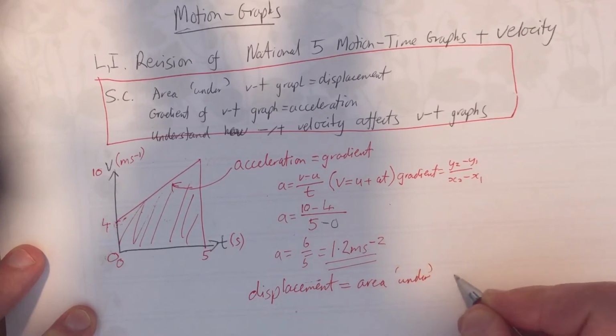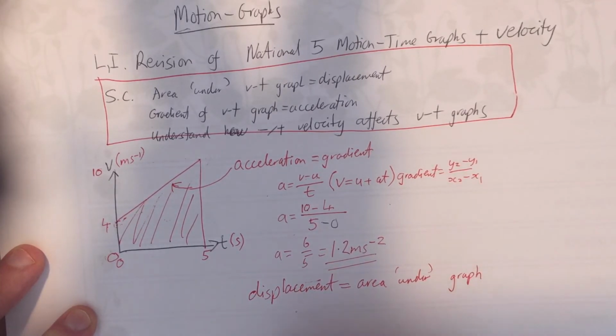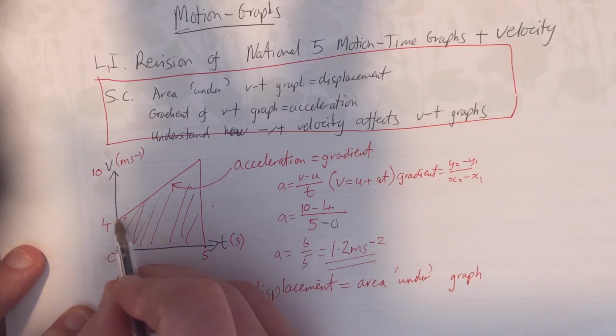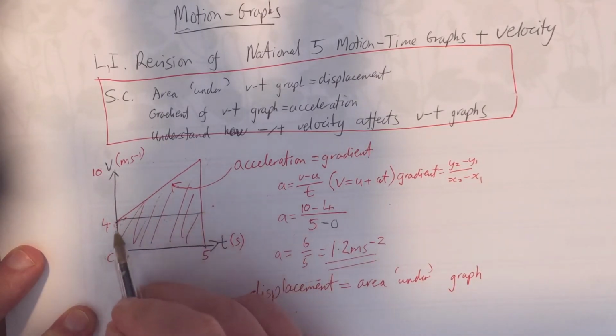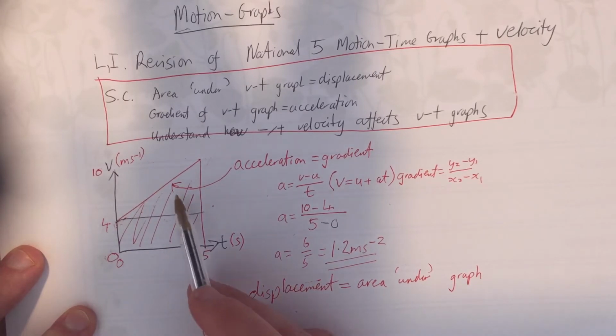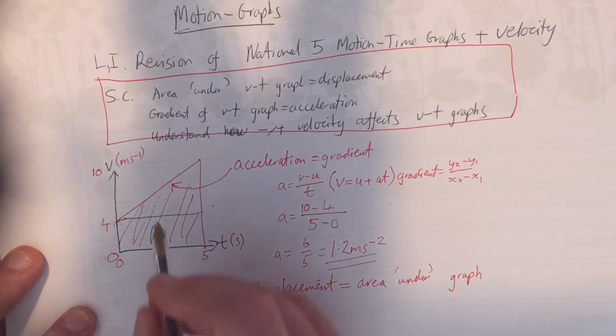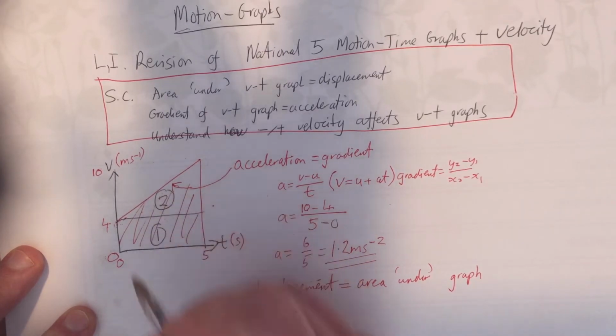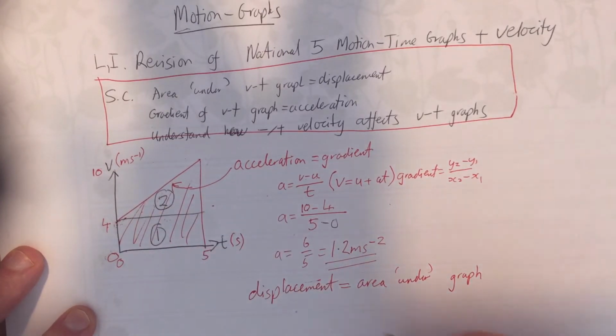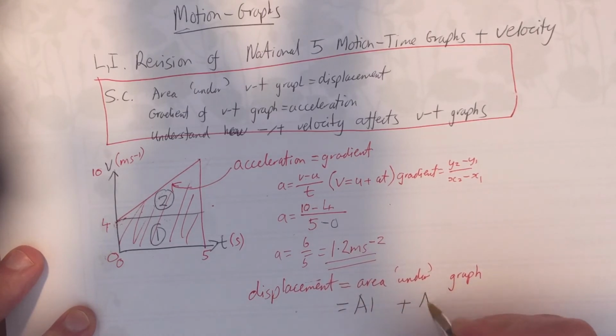Now we have to be a wee bit careful about that word "under", and I'll come back to that afterwards. But the displacement is the area under the graph. Normally you're going to have a shape that's very hard to calculate the area of, so you have to divide it up into easier shapes. So in this case we're going to divide it up into a triangle and a rectangle, and I'll call this rectangle area 1 and the triangle area 2. The displacement here would be given by area 1 plus area 2.